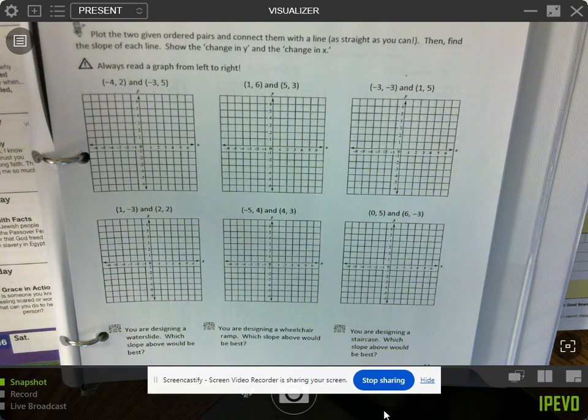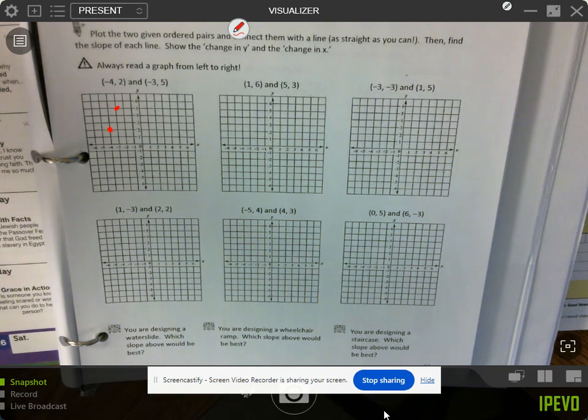Then we're going to find the slope. So we're going to show the change in Y over the change in X. We're going to put it as the rise over the run. So let's look at our first one: -4, +2, and -3 with a +5. Drawing my line, putting my arrows.